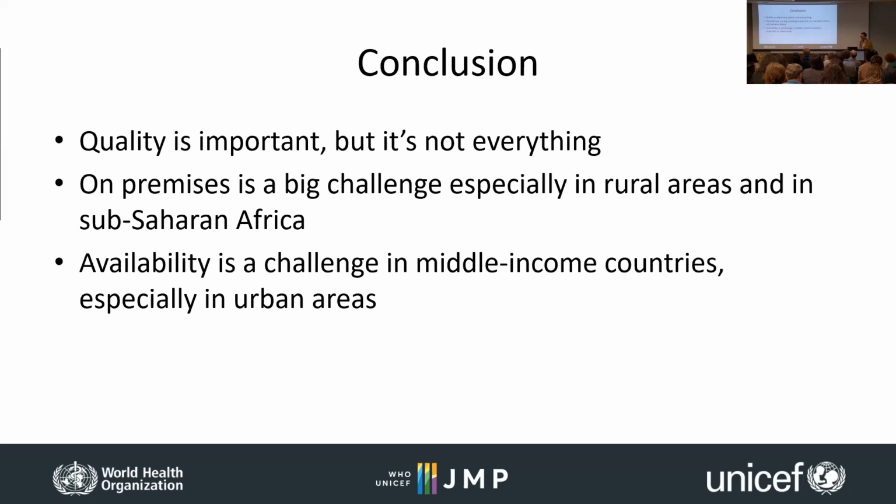Okay, so that's my last slide. I just wanted to say that quality is important. People think about the SDG indicator and they think it's only quality. Maybe it's the most important, but it's not the only thing. On premises is a big challenge, especially in rural areas, especially in sub-Saharan Africa. And availability is a challenge more in the middle income countries that have high coverage with piped water. It's just not really well managed, 24/7, always available when needed. So the limiting factors are different. The programmatic approaches to improving safely managed services will be different depending on those settings.